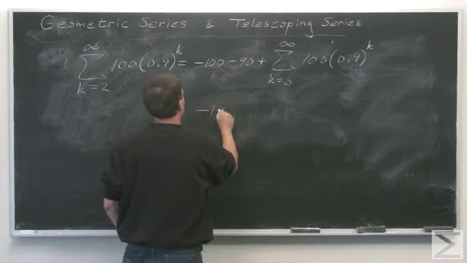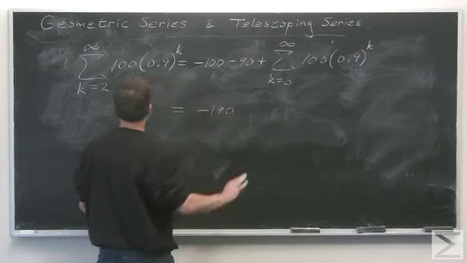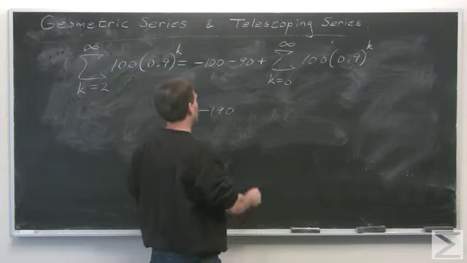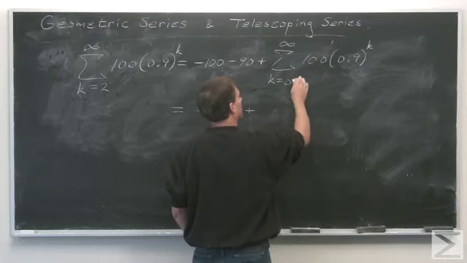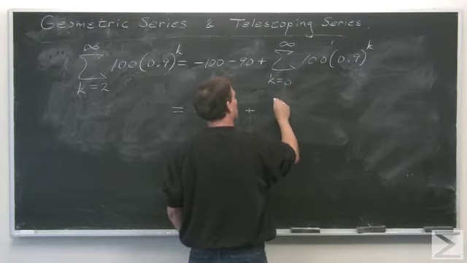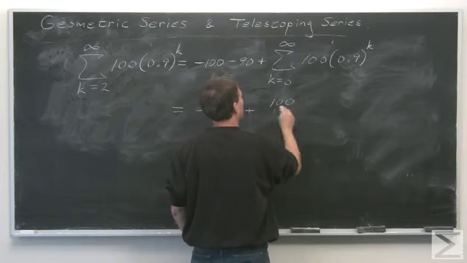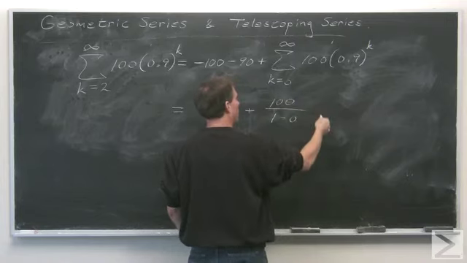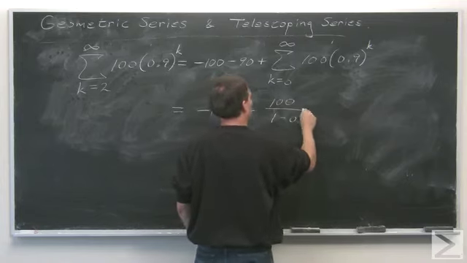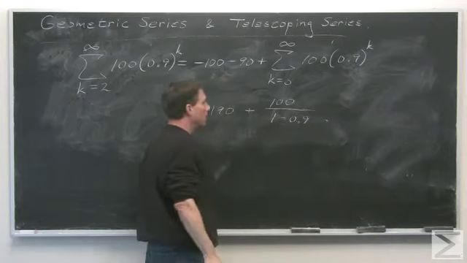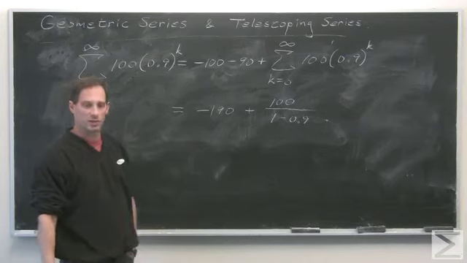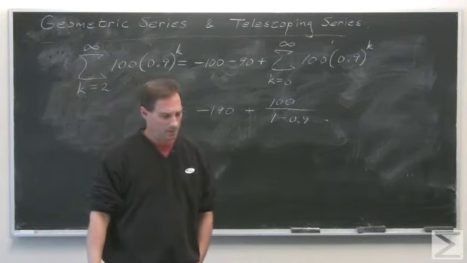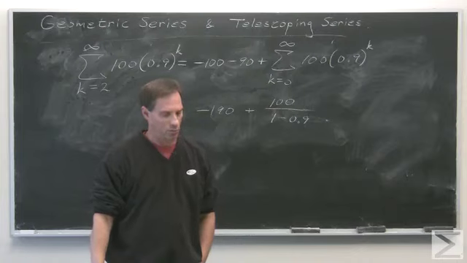And so what you should see is whether you do it the way we did it before or the way we're doing it now, you get the same thing, that this converges. And what it converges to is 100, the a over 1 minus, now that it starts at 0, it's a over 1 minus r. And you should check that both ways of doing this give you the same thing.